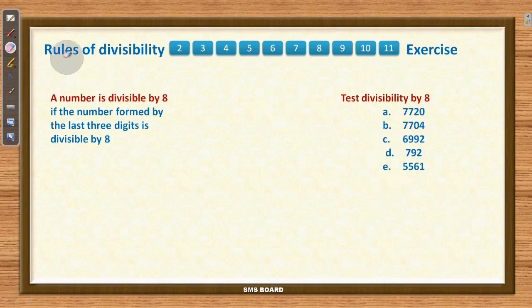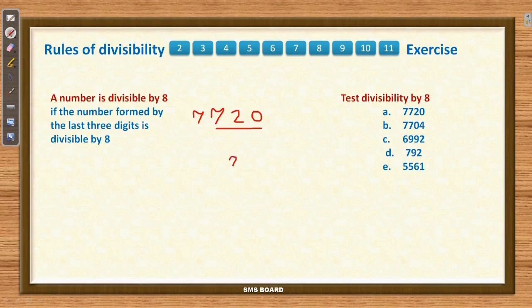7,720. This number is divisible by 8 if the number formed by the last 3 digits is divisible. Last 3 digits are 720. If 720 is divisible by 8, then the number is divisible by 8.